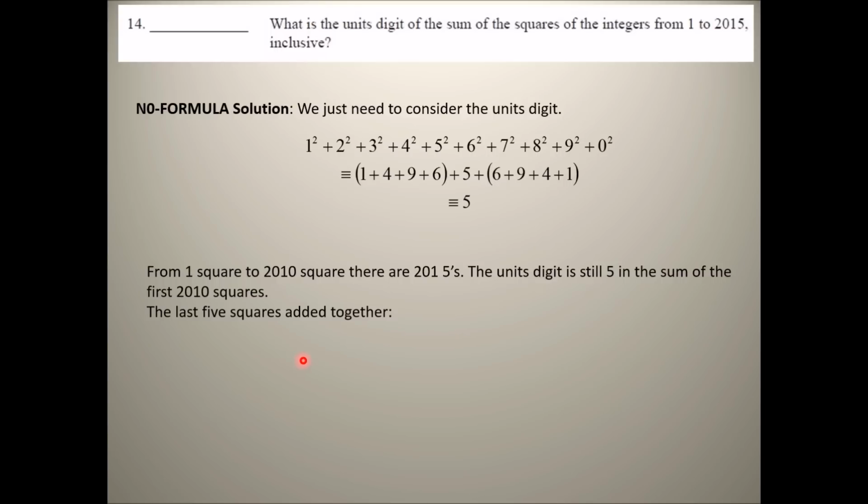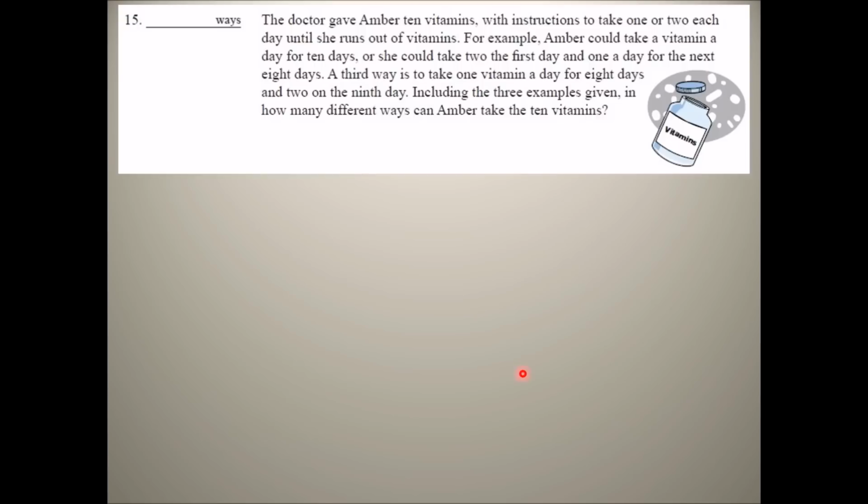But for the last 5 squares, so 2011, 2012, 2013, 2014, 2015, you have this. Again, 20 plus 5 is 25, so you're left with 5. And the 5 left over from here and the 5 here makes 10, and the units digit is 0. So the units digit of the whole sum is 0, and that is your answer.